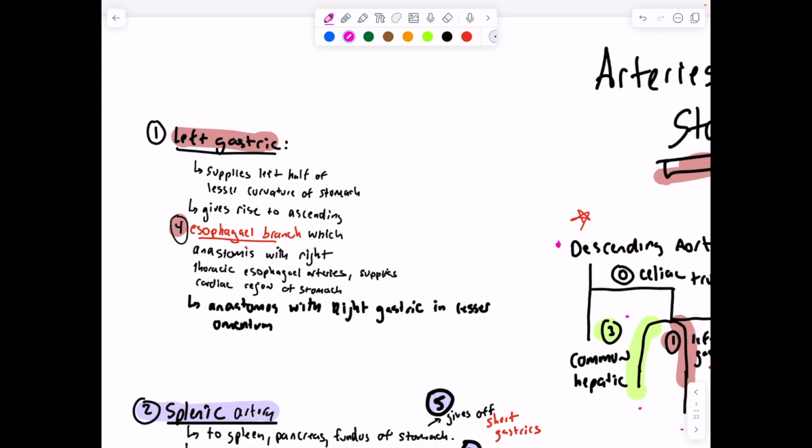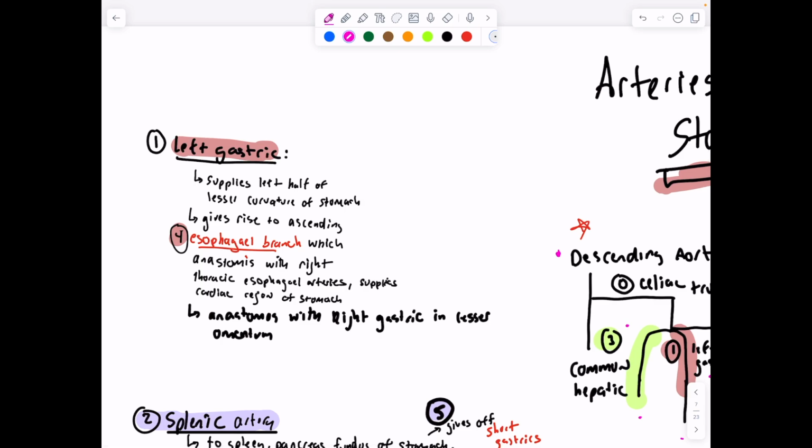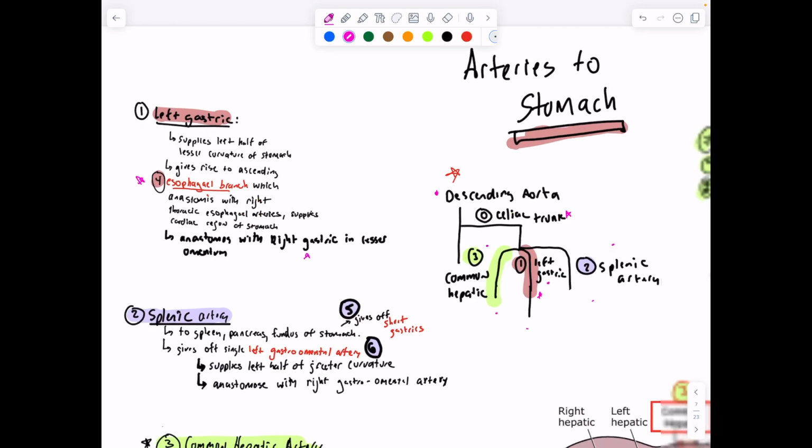The left gastric artery, this one right here, is supplying the left half of the curvature of the stomach. It gives rise to the descending esophageal branch, which anastomoses with the right thoracic esophageal arteries and supplies the cardiac region of the stomach, and then it also anastomoses with the right gastric in the lesser omentum.